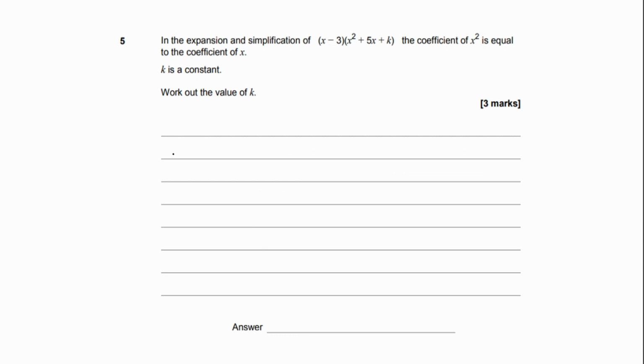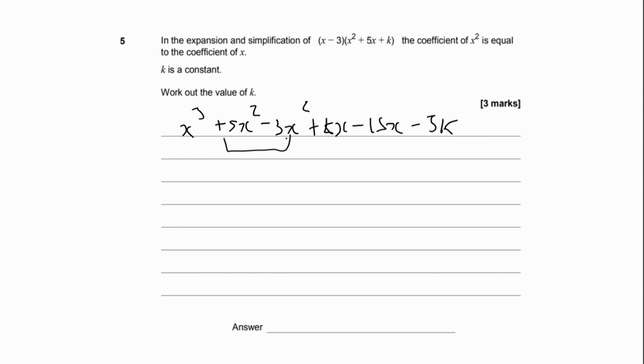Okay, this question gives us an expansion and a simplification, and it says the coefficient of x squared is equal to the coefficient of x, and k is a constant. Expanding this out, you're going to have to times x by each one of these and negative 3 by each one of these, to give you x cubed plus 5x squared minus 3x squared plus kx minus 15x minus 3k.